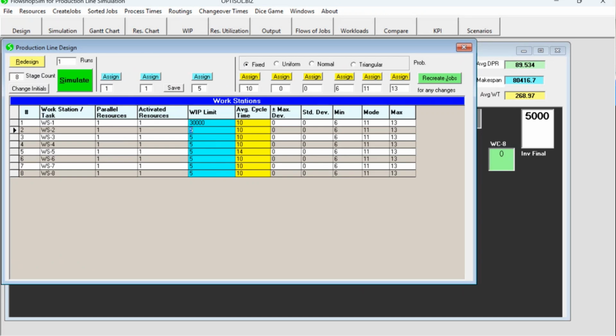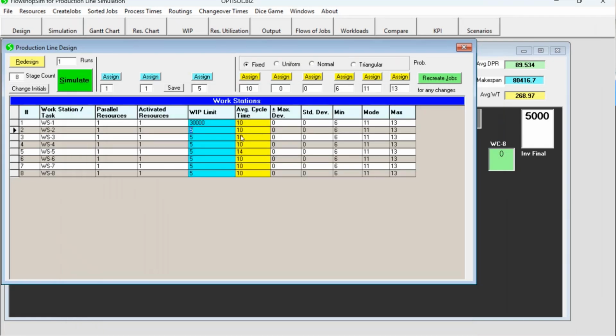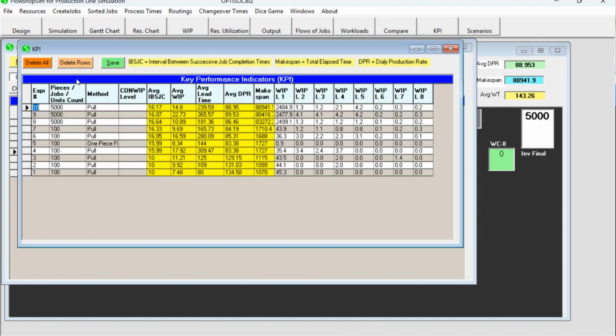For that purpose, I did some experiments and found that these are good enough: 2, 2, 3, 5, 4, 2, 2. So here the inventory limit is 2, and here 3 and 5, 4, 2, 2. Even with these inventory limits, we don't lose productivity. I'm going to simulate this production line with these inventory limits in a pull system. Each run is taking about 13 seconds because of this demo, otherwise it normally takes 12 seconds. Okay, now we got 88.95, close to 89. If you run a few more simulations, you get 89.